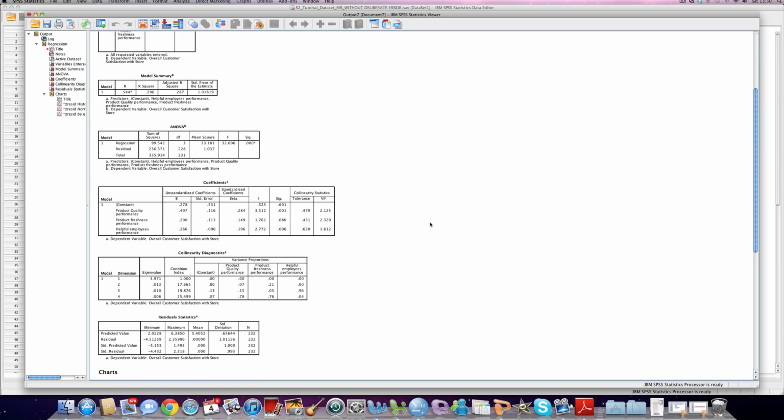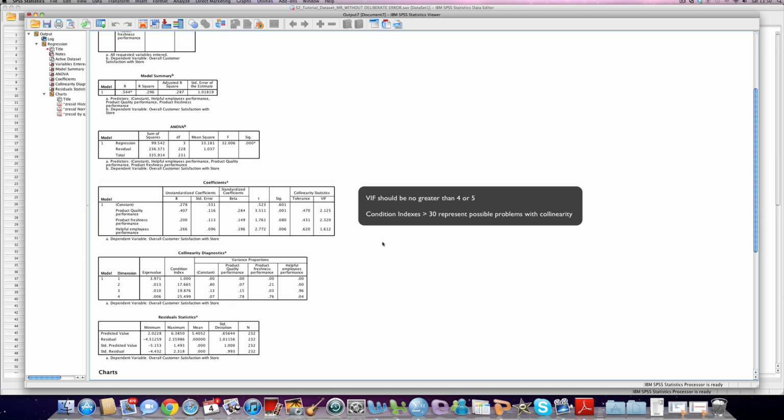Now, there are two things that we really want to look for here, and that is our collinearity statistics, specifically our VIF values, and also our collinearity diagnostics below. Now, in the first instance, our VIF statistics suggest that there may be a problem with collinearity when we have a VIF of 4 or 5 and higher.